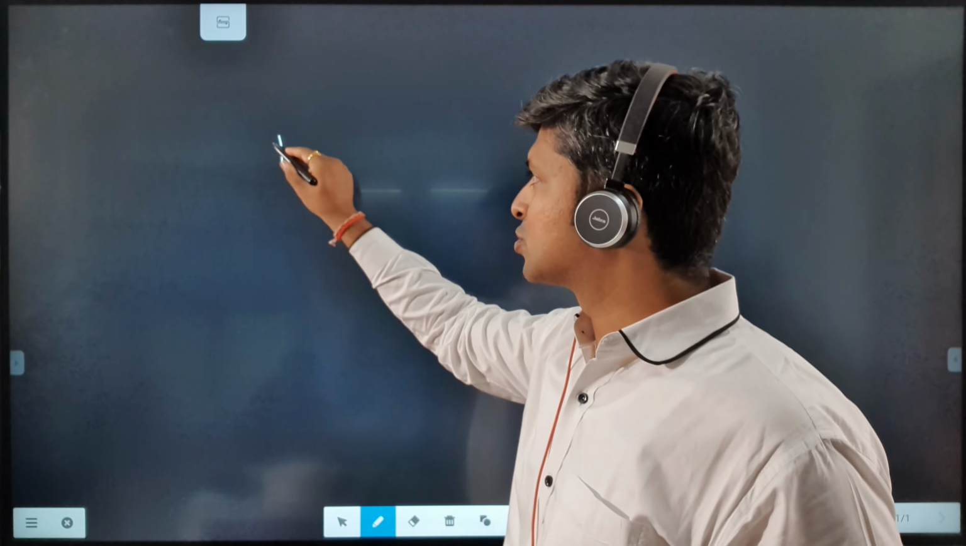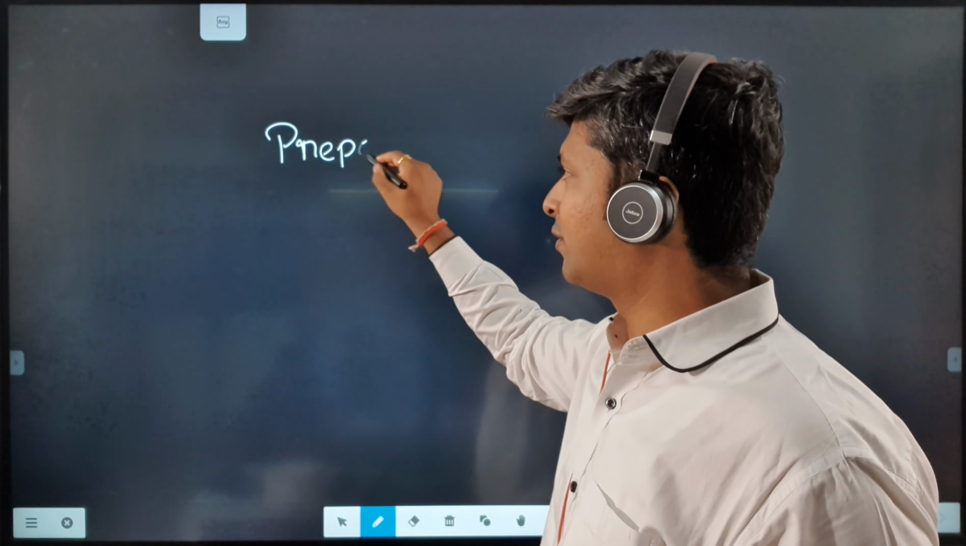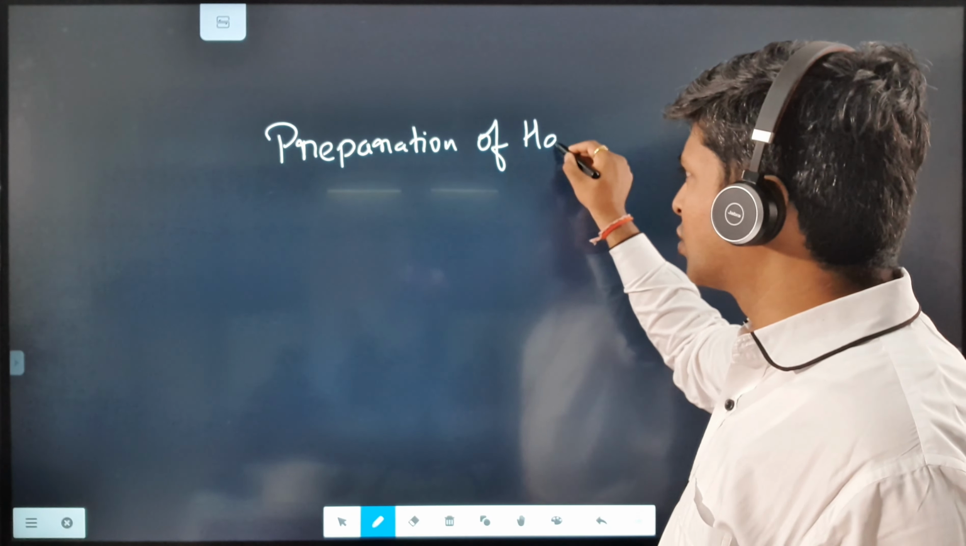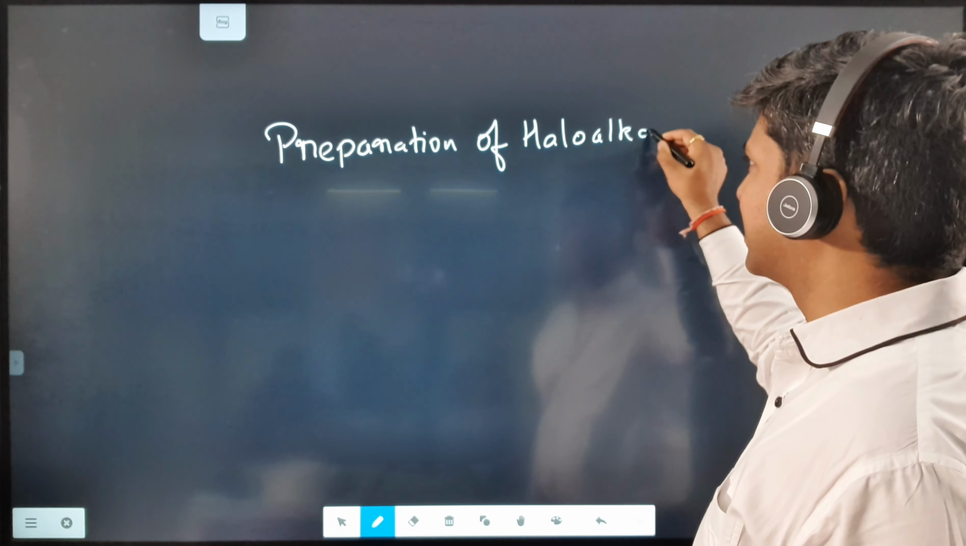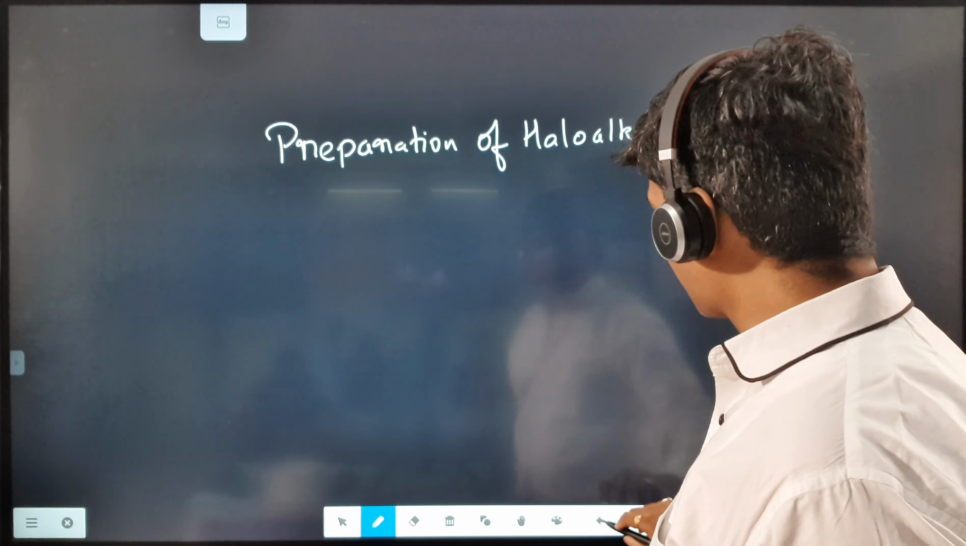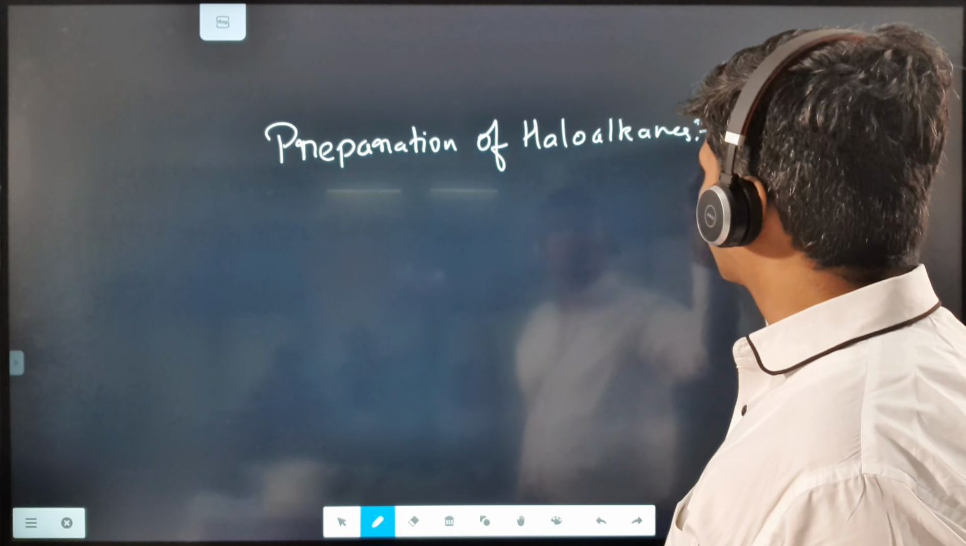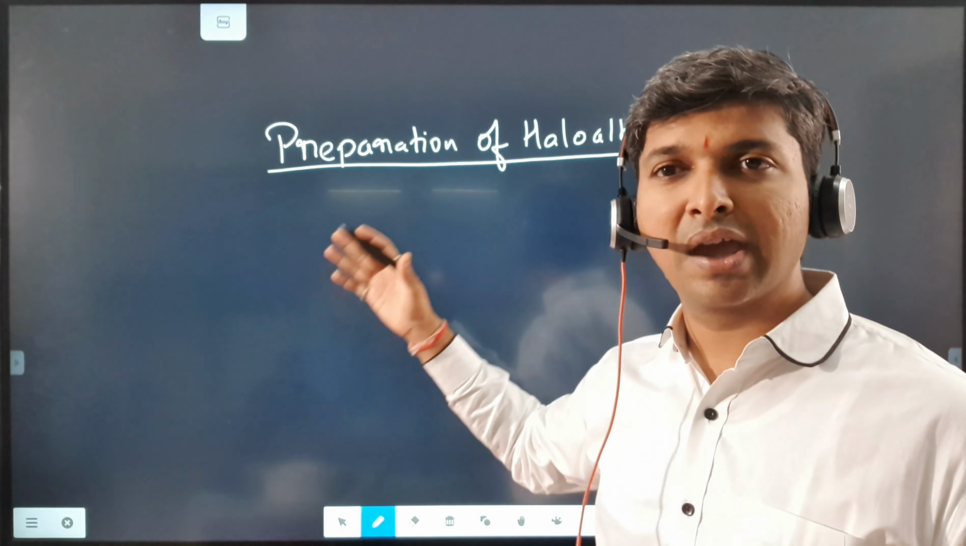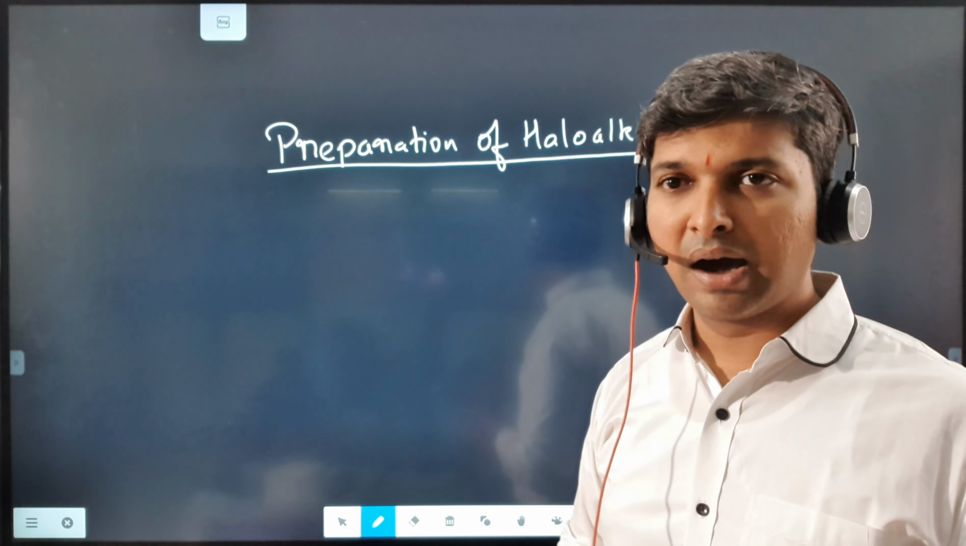In our last class, I had given you a list of all the preparation reactions, the preparation of haloalkanes. In that preparation of haloalkanes, on the right hand side, that is the product side, we are going to get haloalkanes. And for that, we are going to see which different functional groups we can use for preparing haloalkanes.